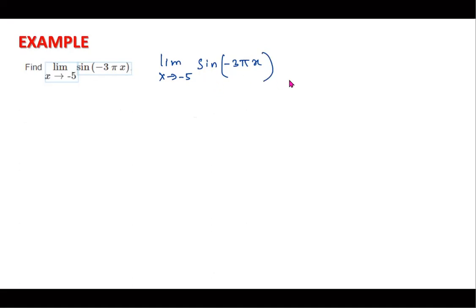Because there is no denominator or radical, you are safe to make a direct substitution here. So the value of the limit will be sine(-3 pi times x), where x is -5. You plug in -5 for x, and if you multiply, it will be sine(15 pi). And you should know the value of sine 15 pi from your unit circle.